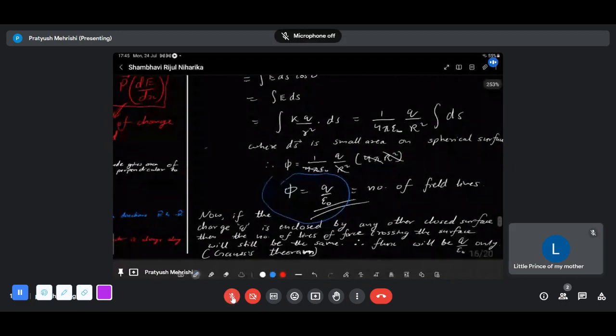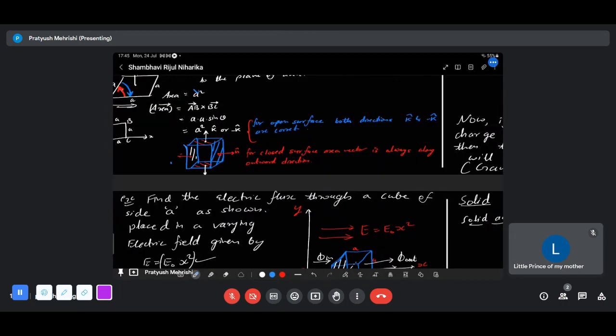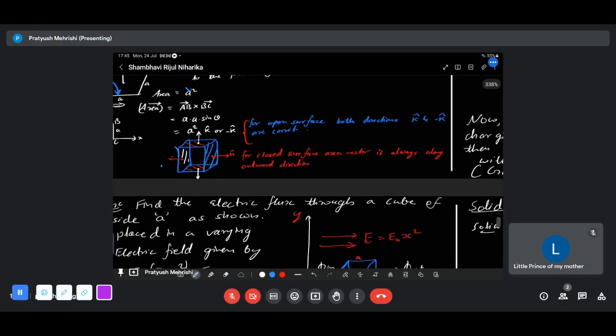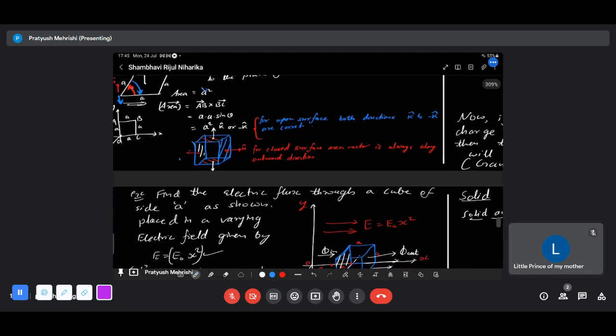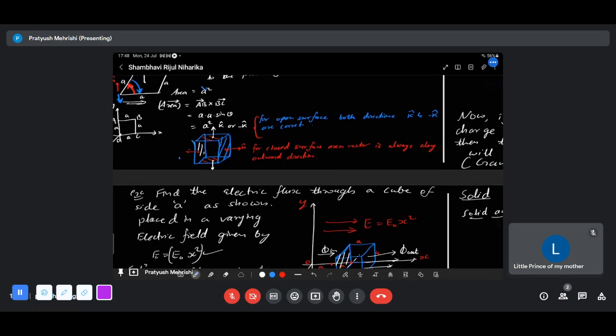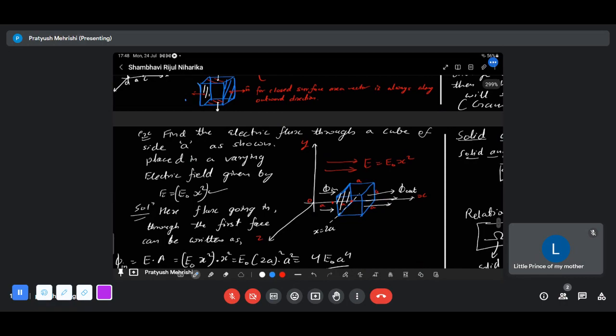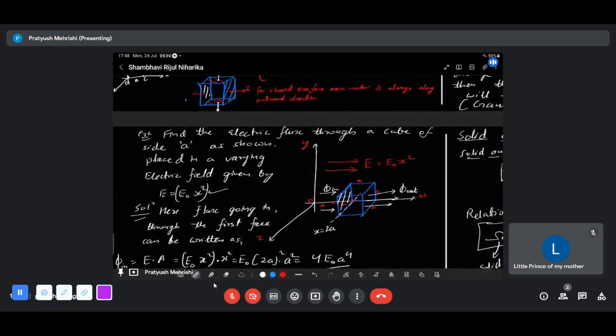Okay. Now solve this question. See this question and solve it. Draw the diagram. Here you need to draw the diagram first. Flux entering the circuit minus flux leaving the circuit. Okay. Now how much flux is entering? E naught x square flux is entering.